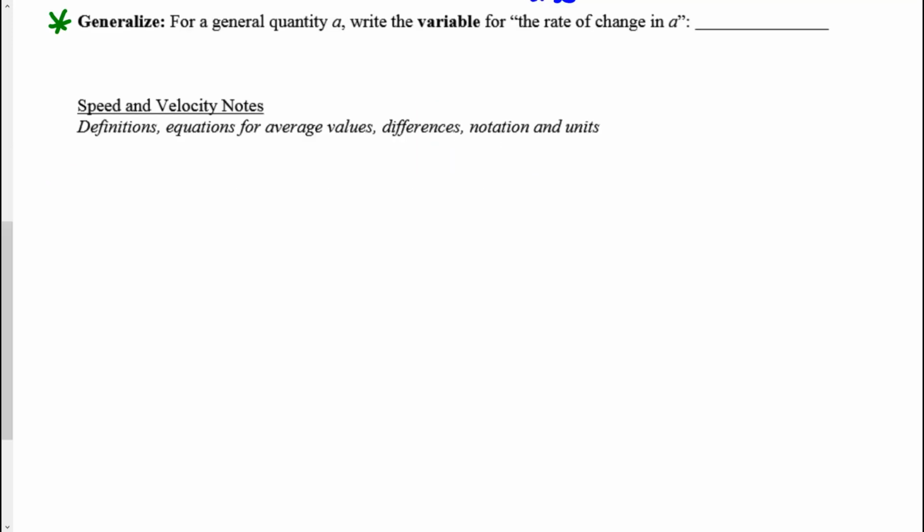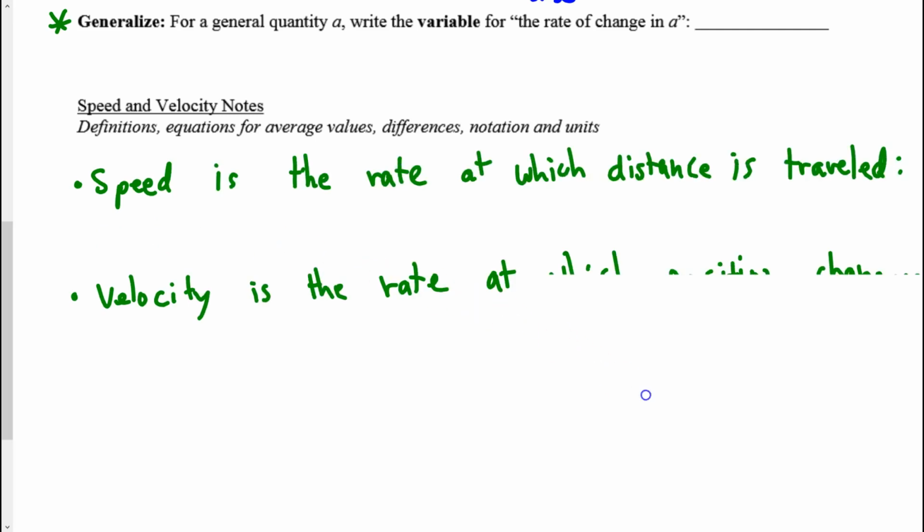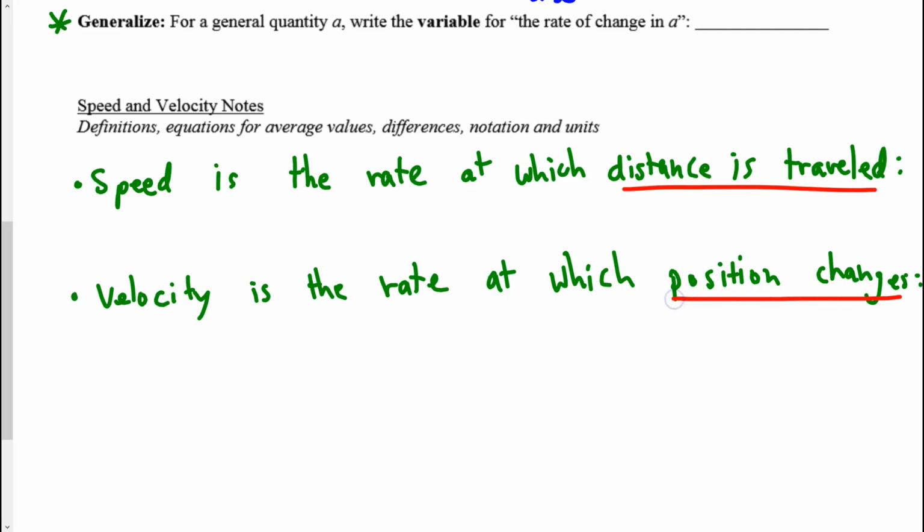Next, let's get down the definitions of speed and velocity, and we'll see why we've just discussed rates. Here they are. Speed is the rate at which distance is traveled, the rate of d, distance. Velocity is the rate at which position changes. So what do you think the equations are? Also, take a moment to notice. Speed uses distance, whereas velocity uses position.